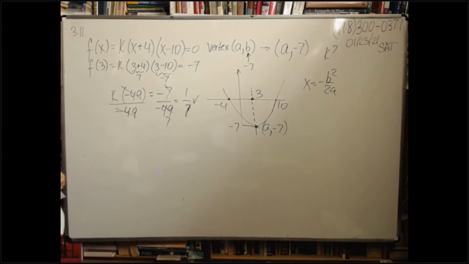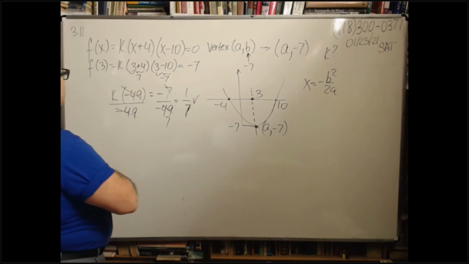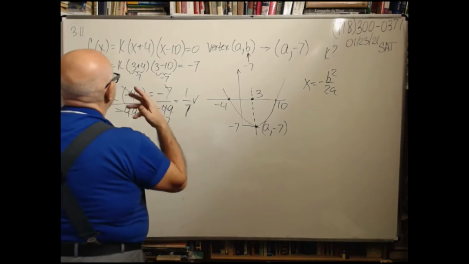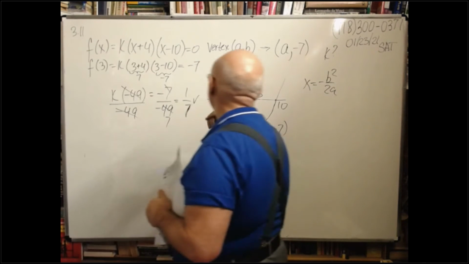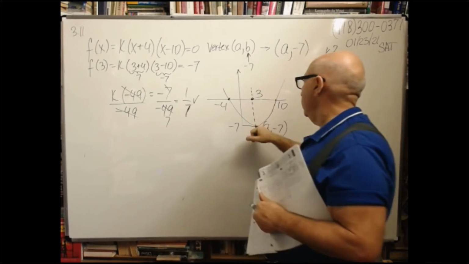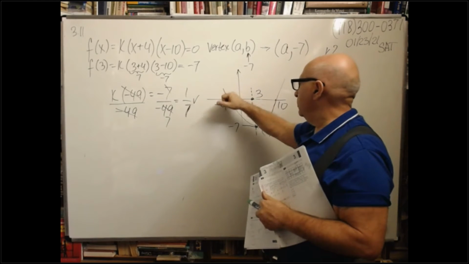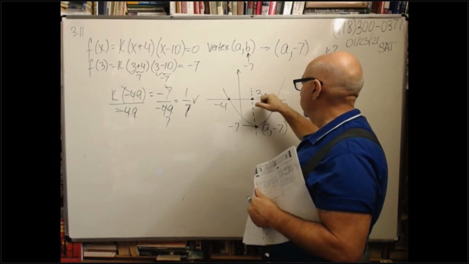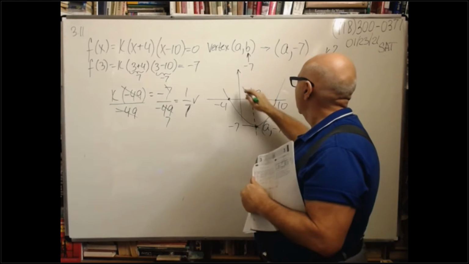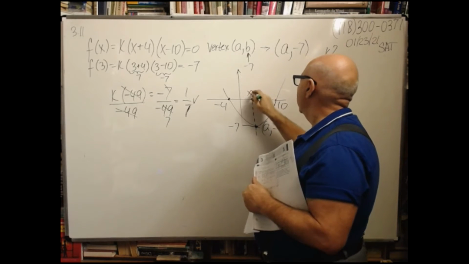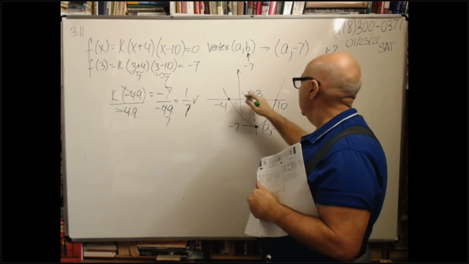Any question about this 3.11, students? Why did you make k times negative 49 equal to negative 7? Good. So look at this. F of 3, just physically, forget this equation on stage. When you plug in x equals 3 to this equation, you'll find y.